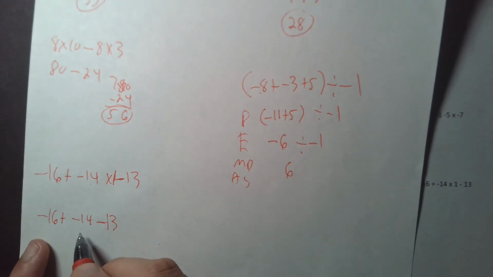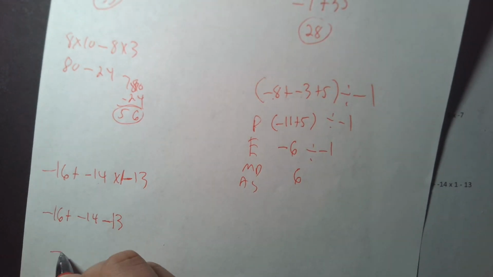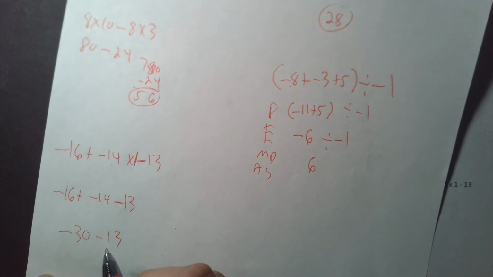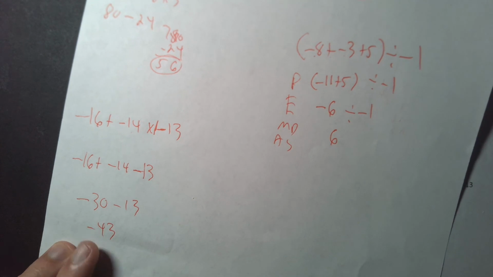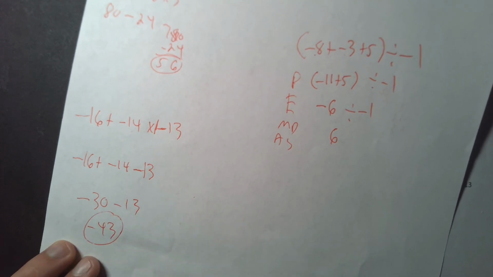I'm going to add two negatives here, so it'll be a bigger negative. So it'll be negative 30 minus 13. And again, I have two negatives, bigger negative, negative 43, because those minus signs are not next to each other.